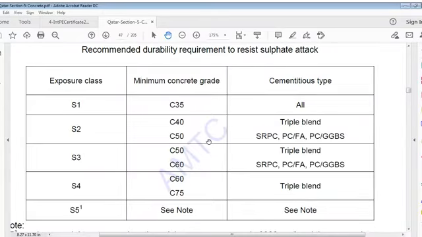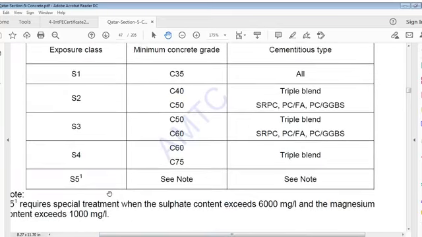Exposure class, minimum concrete grade and cementitious type. S1 to S5 we have. In S1 C35, not less than that, all cementitious types. S2 C40, C50. In case of C40, triple blend. In case of C40, SRPC, PCFA, PCGGBS. S3 is C50, C60, triple blend, and SRPC, etc. Combination of all. And then S4 C60, C75, triple blend, and S5 C, note.